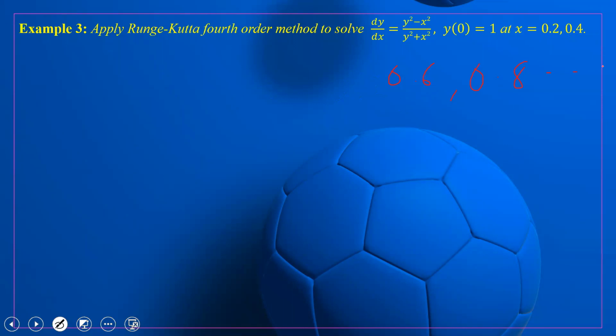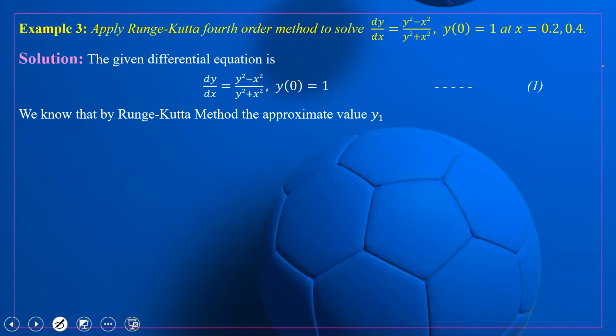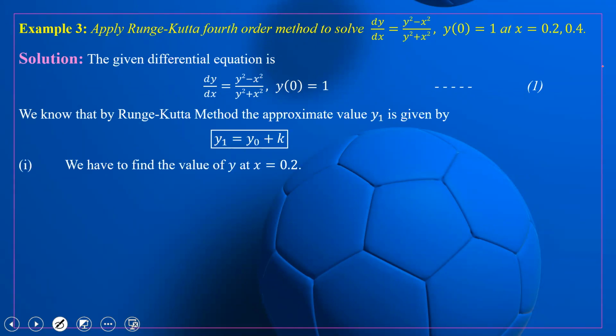Next iteration we take. So given the differential equation dy/dx is equal to (y square minus x square) divided by (y square plus x square), y of 0 is equal to 1. We know that by the RK method, the approximate value y1 is given by y1 equal to y0 plus k. First, let us try to find out the value of y at x equal to 0.2. So we have to find the value of y at x equal to 0.2.